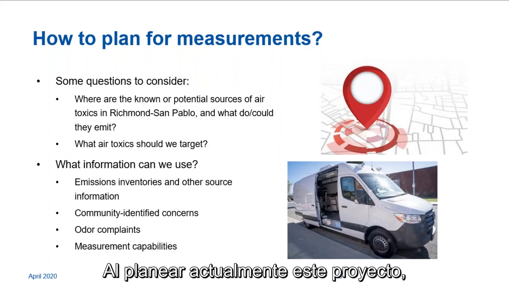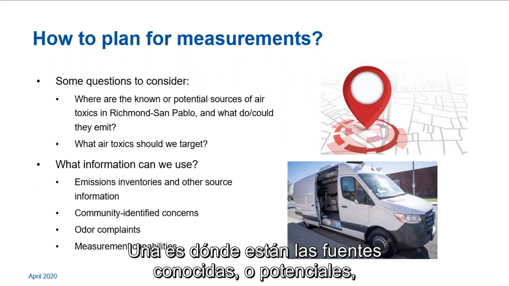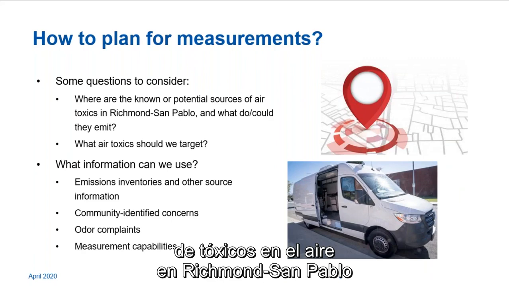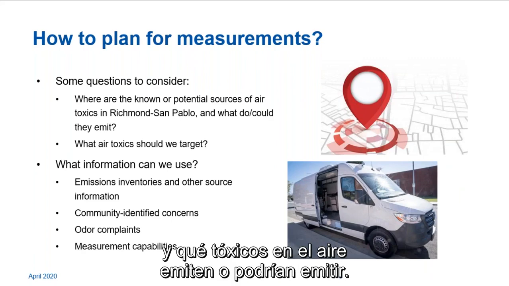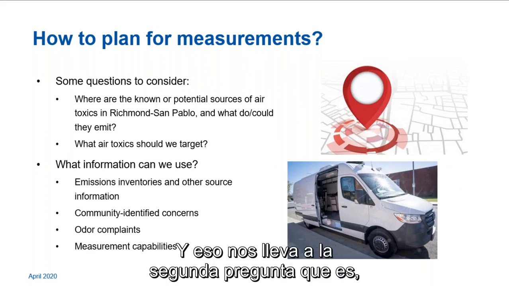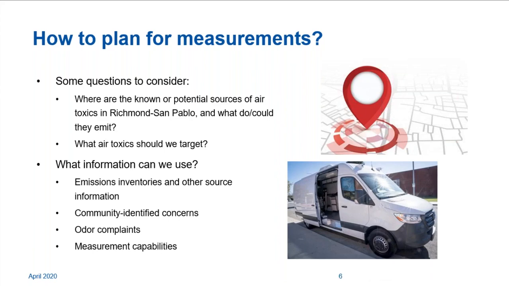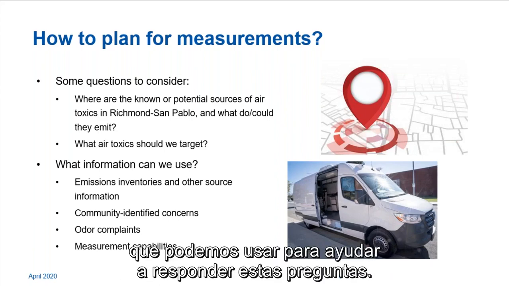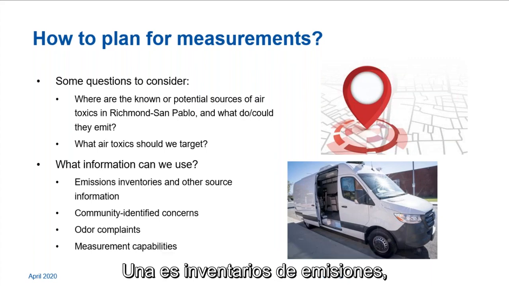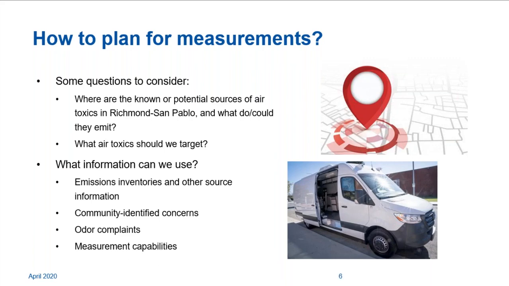As we're currently planning for this project, there are some key questions that we're considering. One is: where are the known or potential sources of air toxics in Richmond and San Pablo, and what air toxics do or could they emit? That gets into the second question: what air toxics should we target in this study? There are some different types of information that we can use to help answer those questions. One is emissions inventories, and I'm going to talk a little more about that on the next slide.